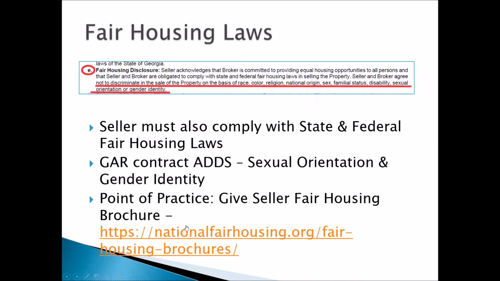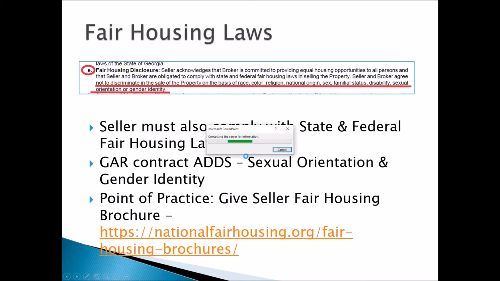Point of practice, you listing agents, give your seller, and I would do it for buyers too, a seller fair housing brochure. If you just go to Google and search fair housing for selling my house, or fair housing brochure, or fair housing pamphlet, you'll find a number of pamphlets. This was a good one under nationalfairhousing.org. This is a pamphlet that I suggest you get into the hands of your seller.